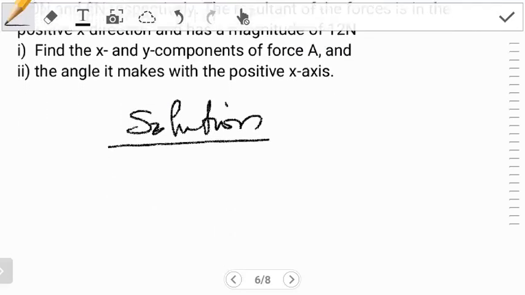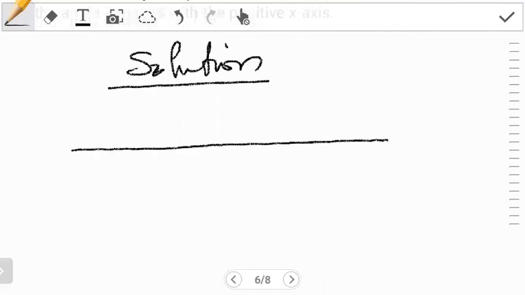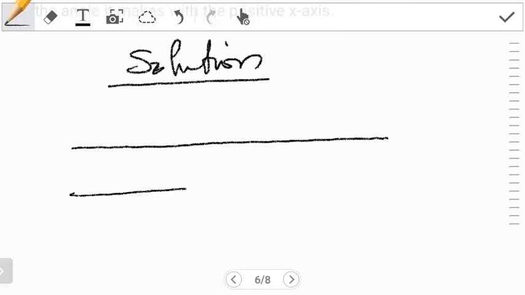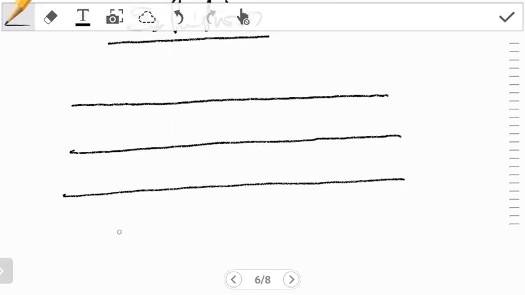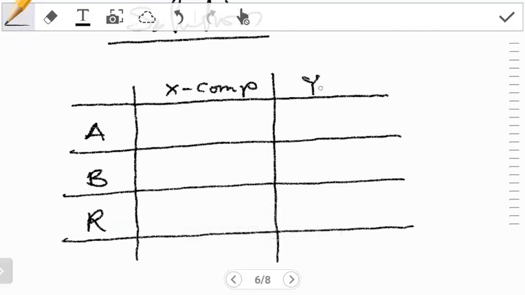To get a clear picture of what is happening, I always ask my students to make a table so that we get a clear picture of these vectors and their components. The table makes it easy for you to get the resultant or find how these components are interacting. In this case, we only have two vectors which give the resultant. So I label this the vector A and the vector B, and then here we have the resultant. Here we have the X component, and here we have the Y component.